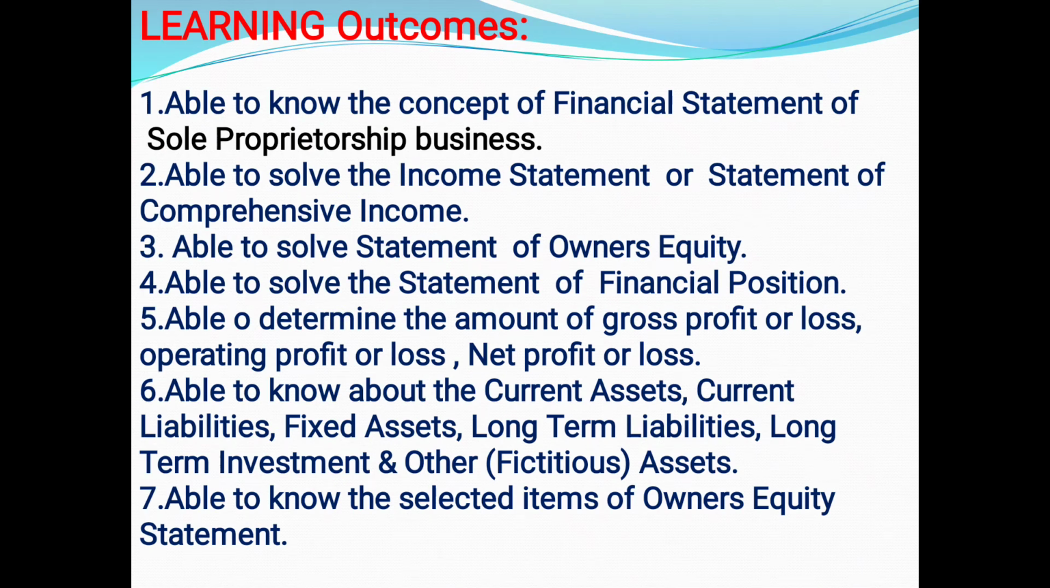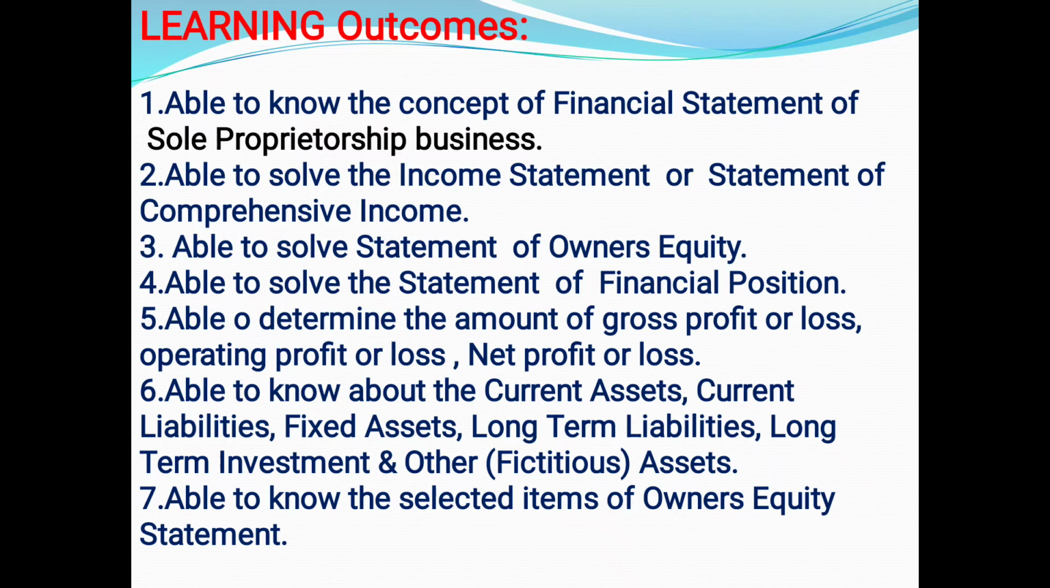From this chapter, learning outcomes. Number 1, able to know the concept of financial statement of sole proprietorship business. Second one, able to solve the income statement or statement of comprehensive income. Number 3, able to solve statement of owner's equity. Number 4, able to solve the statement of financial position. Number 5, able to determine the amount of gross profit or loss, operating profit or loss, net profit or loss.